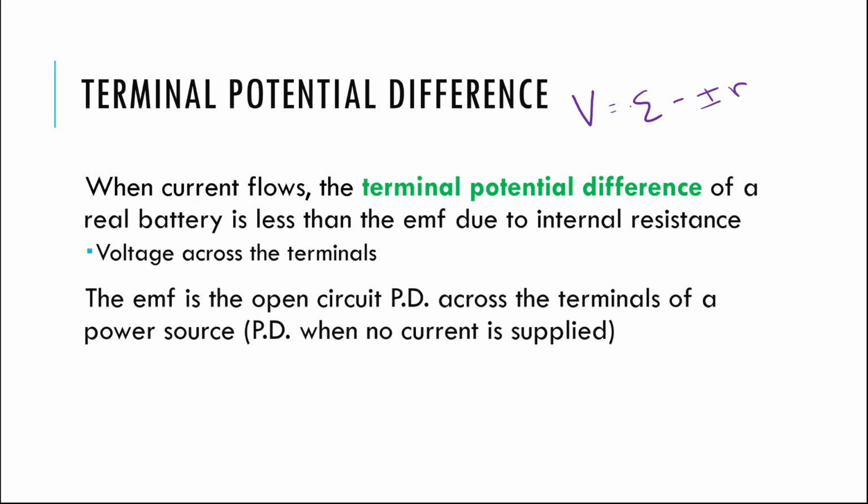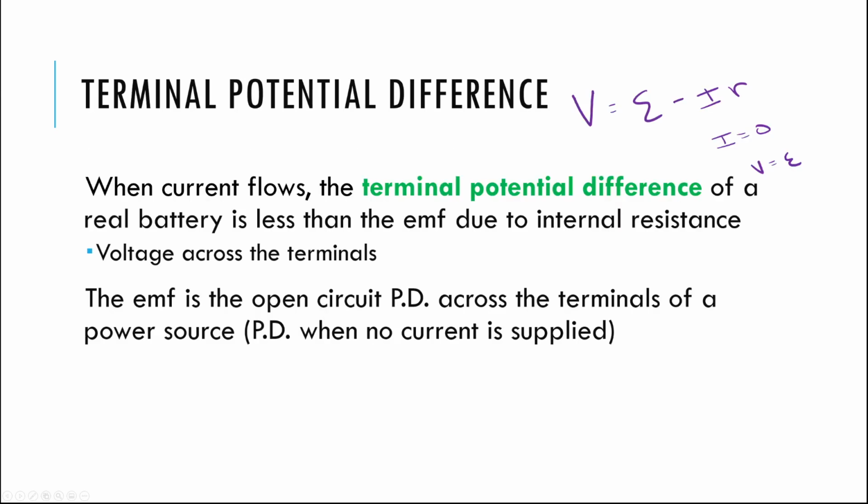So if I'm thinking about this equation, if I equals 0, then voltage equals EMF. So one way we say that is that the EMF is the open circuit potential difference across the terminals of my battery. So it's the potential difference when no current is flowing.